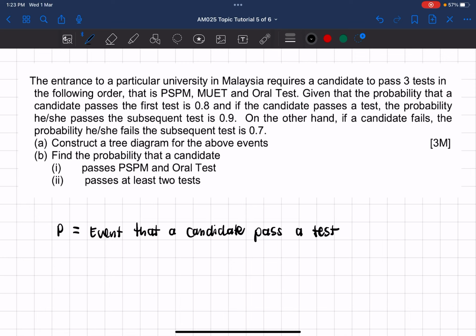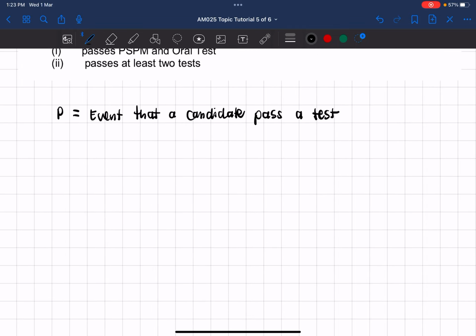We have three tests, which are PSPM, MUAT, and oral test. So there are going to be three branches. For the first test, PSPM, the student is either going to pass the test or fail. Let's denote fail as P prime. So this is the first test.